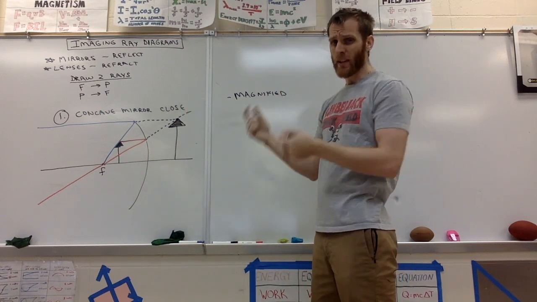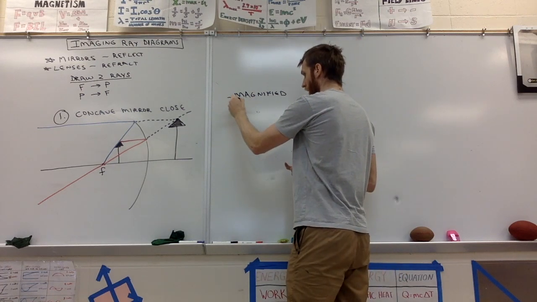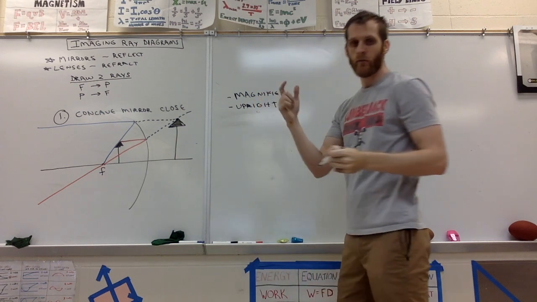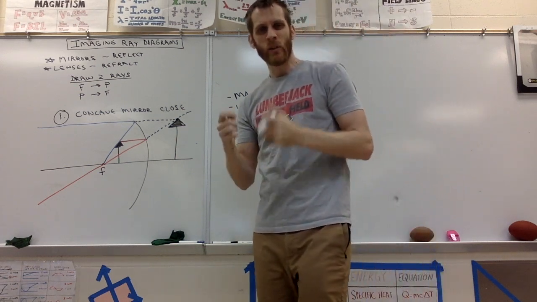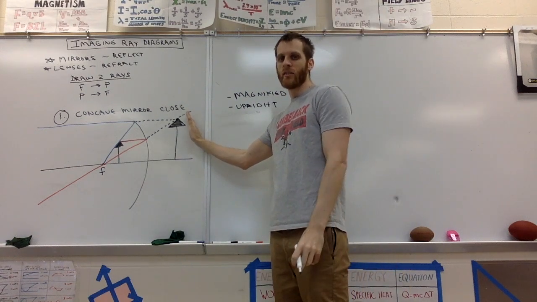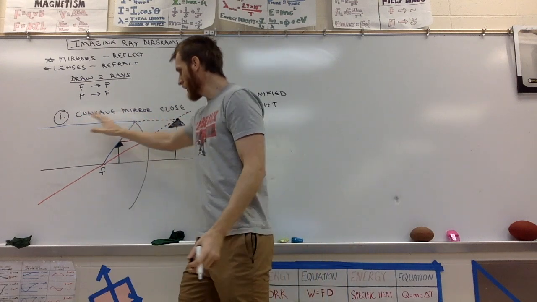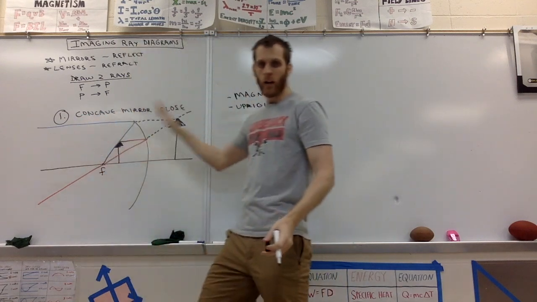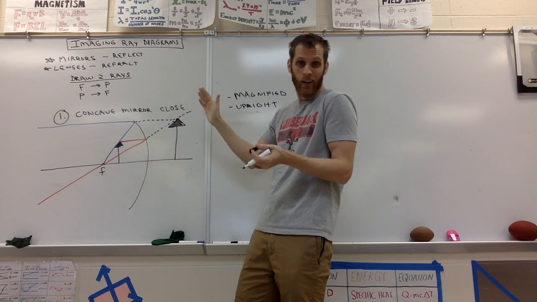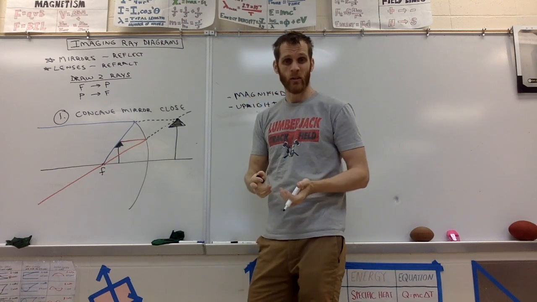What else can we say? Is it upside down? No, it's right side up. We say it's upright. So upright or inverted. The last thing we could say, is this a real image? Could I physically put a piece of paper behind here and actually see an image? And the answer is no, because the light hits this mirror and it's going this way. There's no light that can actually get to the mirror or to the piece of paper behind the mirror. So it's an optical illusion.